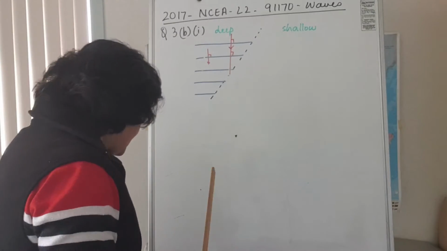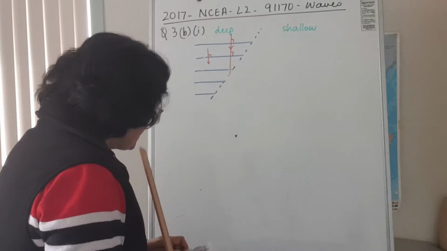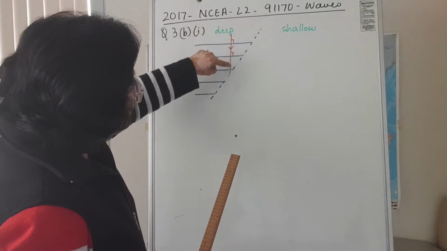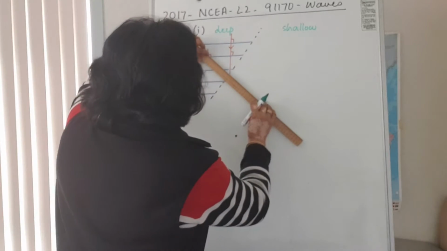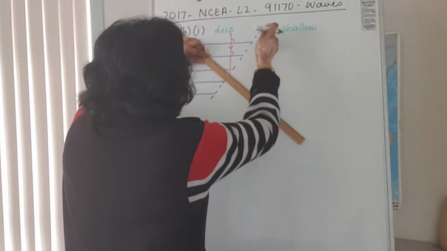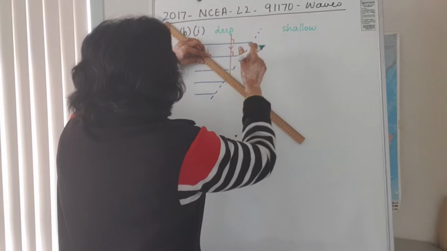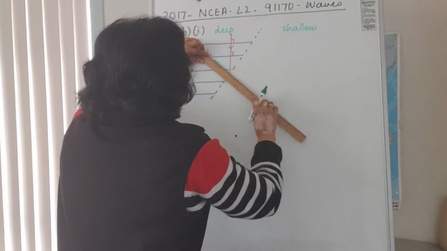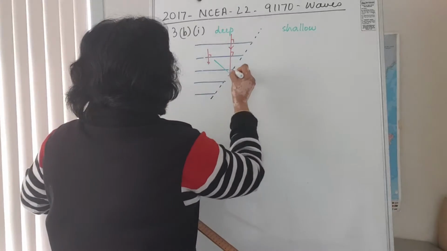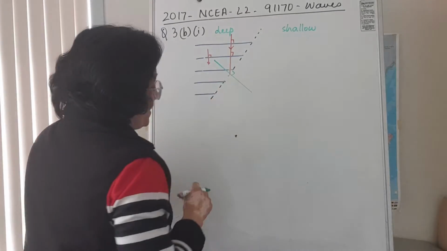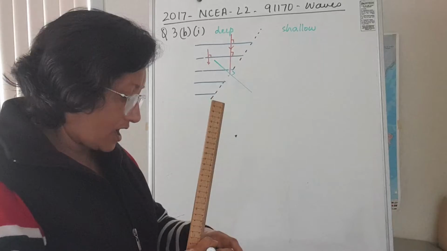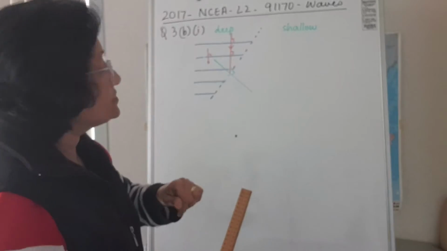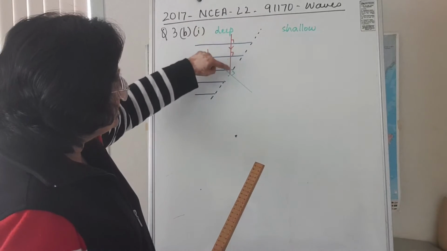Then the next thing that I'm going to do is draw the normal. So this is my incident ray. Now the normal is drawn at 90 degrees to the boundary. So this green line is my normal, and it's at 90 degrees to the boundary. This is just like how you did ray diagrams for light. So that's my incident ray.